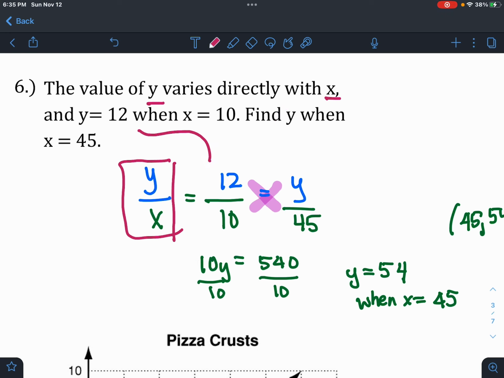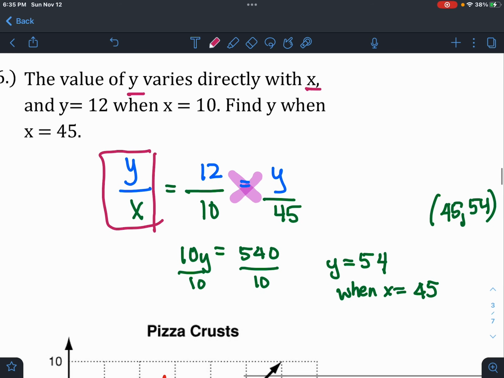We cross multiply to solve. So 12 times 45 is 540, and 10 times y is 10y, and we just simply divide by 10. So we get y is 54 when x is 45. And we can write that as a coordinate point.